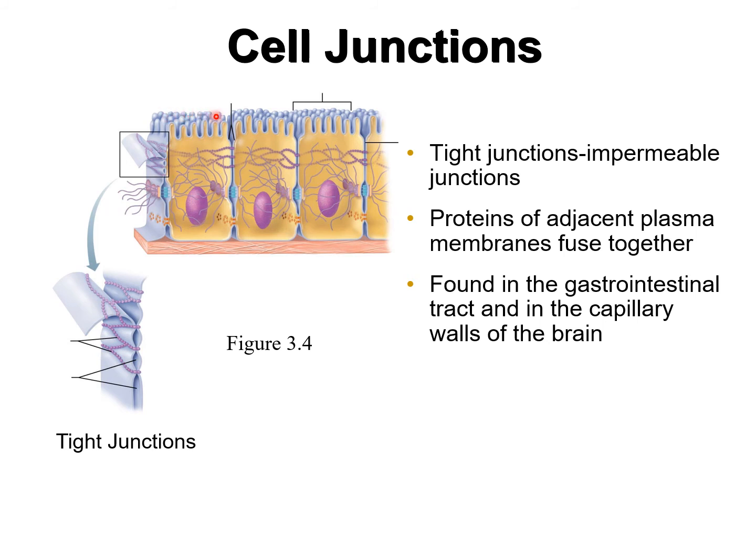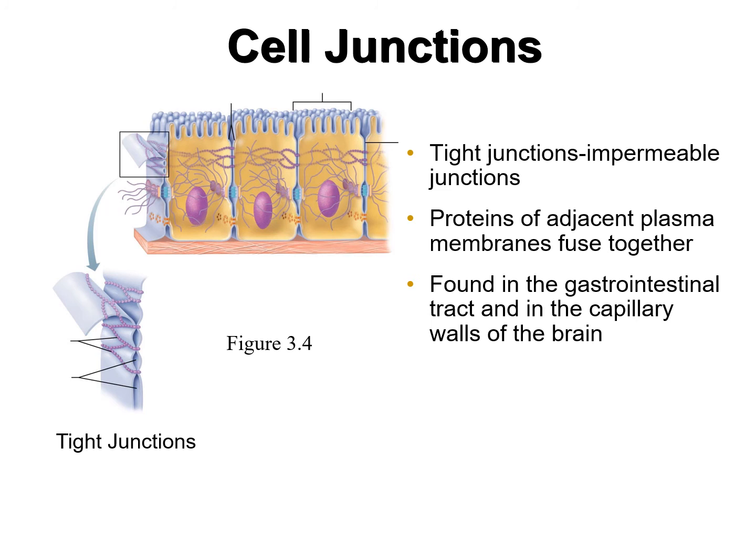So here we have the surface of the small intestine. We have digestive enzymes here digesting consumed food. Well, we wouldn't want those digestive enzymes to move down between the cells because they'd start literally digesting the cells themselves. There are also other parts of the body where we don't want substances moving between cells.